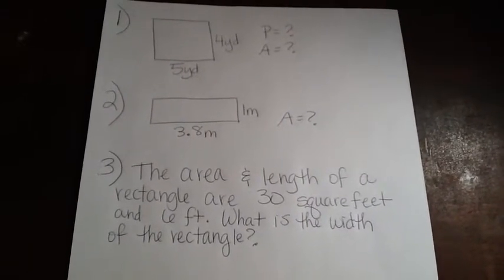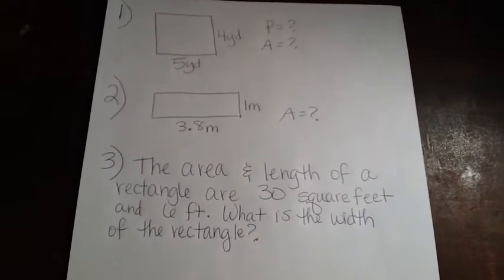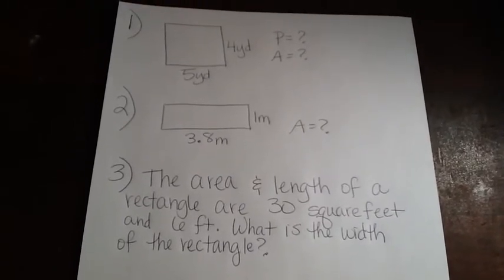Number 3, the area and the length of a rectangle are 30 square feet and 6 feet. What is the width of the rectangle? So go ahead and find those answers.